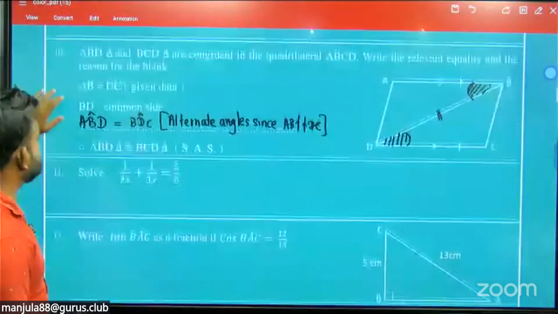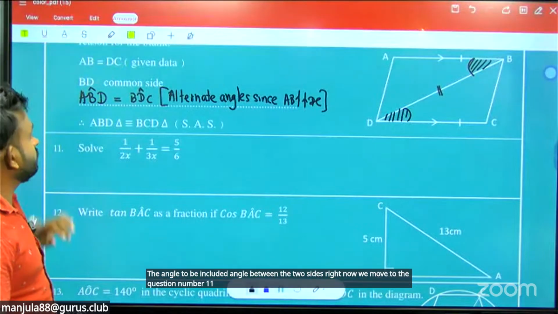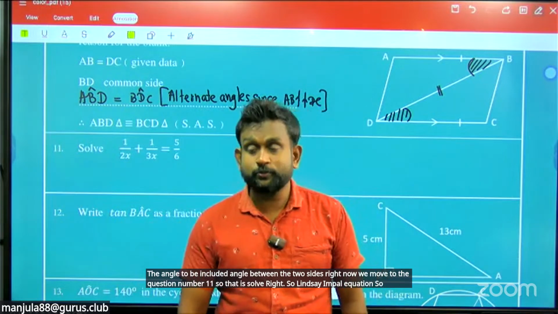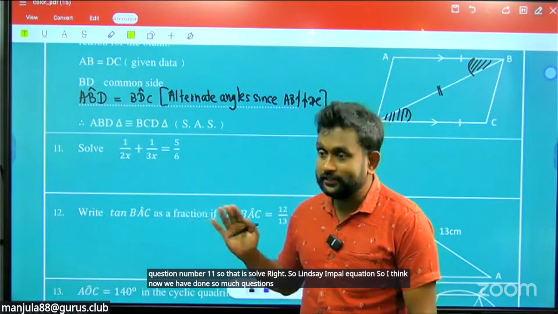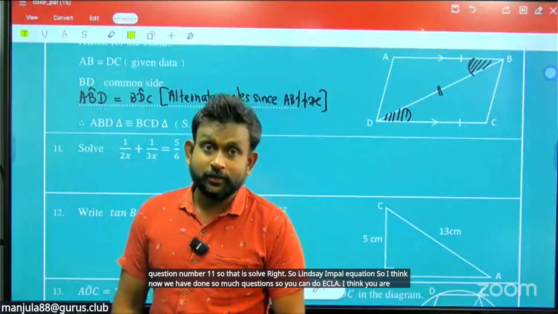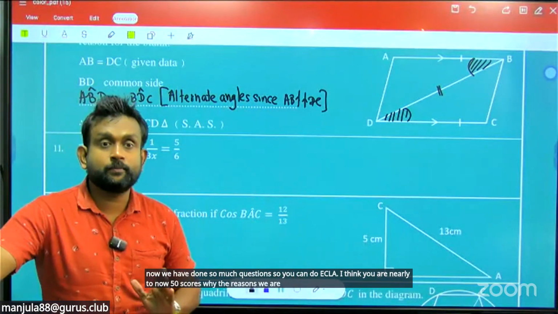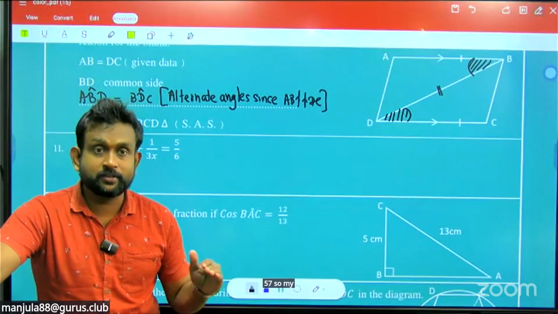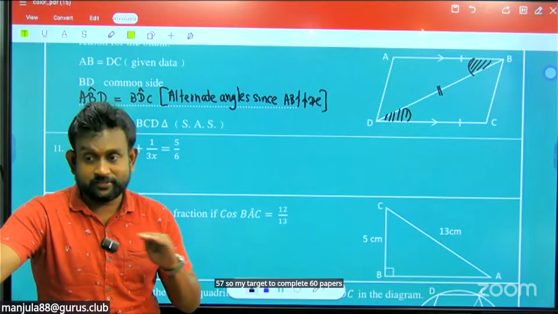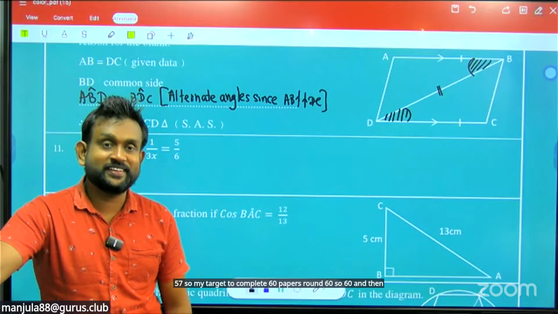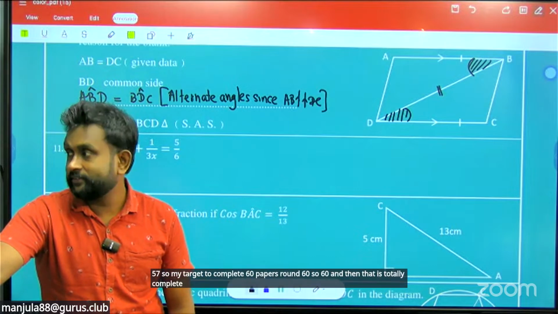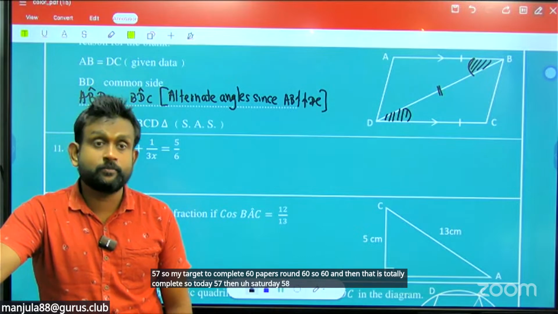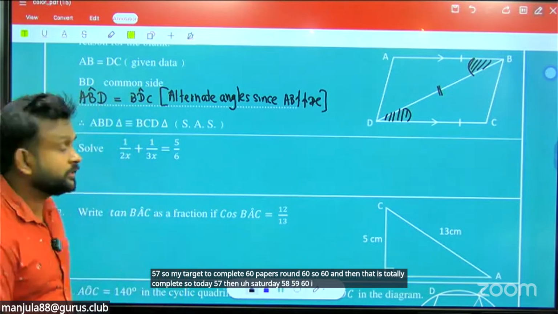Now we move to question number 11. That is solving a simple equation. I think we have done so many questions now, so you can do it easily. I think you are nearly at 50 scores. The reason is that we are now at paper number 57, and my target is to complete 60 papers. So today 57, then Saturday 58, 59, 60, planning to complete it.